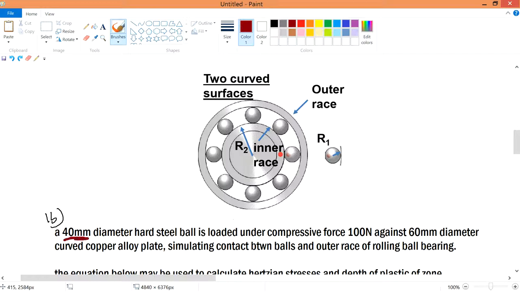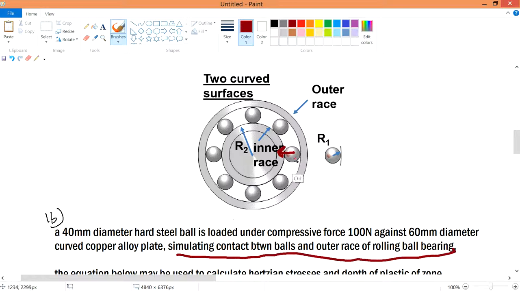The 40mm diameter steel balls are these steel balls. If you take one steel ball, for example, it's loaded under compressive force 100 Newton against a 60mm diameter curved copper plate. So it's loaded onto this copper plate. I also don't know why this is the copper plate, why not the outer one? But anyway, it's simulating contact between the balls and the outer race.